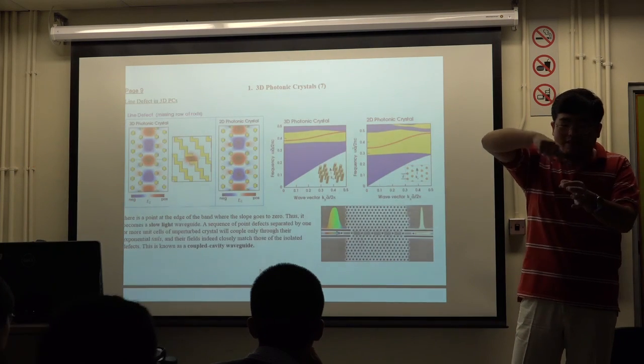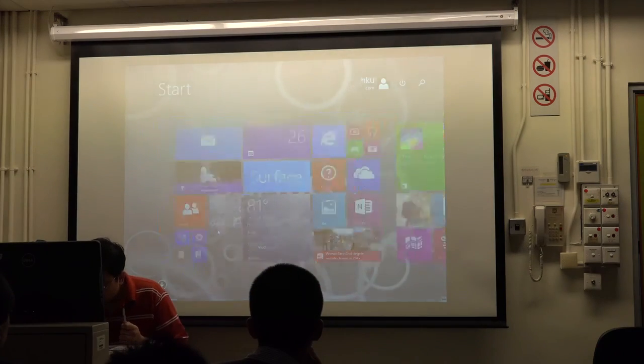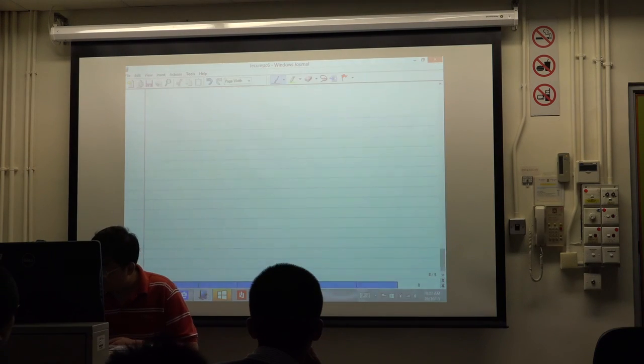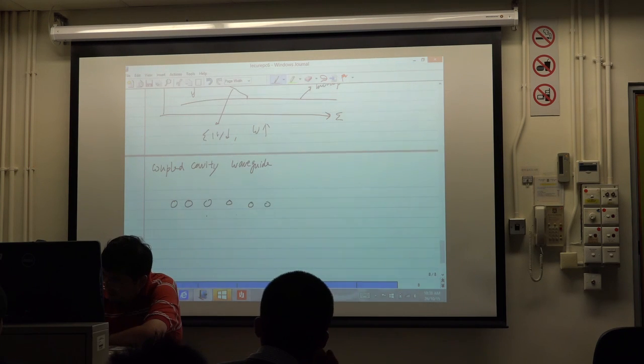When they do this kind of thing, they couple to each other. I just draw this picture. This is a coupled cavity waveguide. It's just similar to a grating on top of a waveguide. There's a grating and also the waveguide, and this one is similar, because the grating gives you resonance. Let me illustrate this concept.